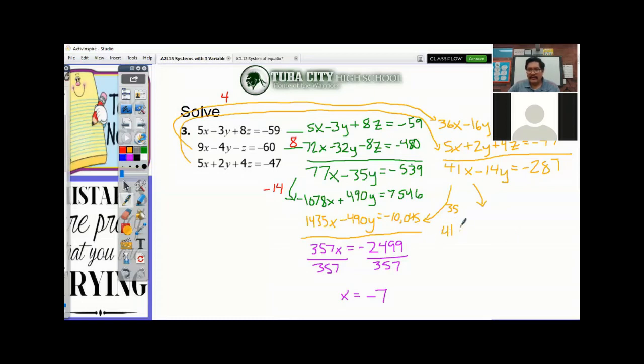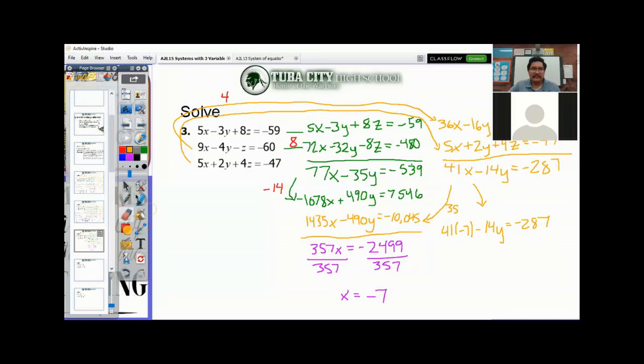41x minus 14y equals -287. Now I've got to multiply this by 7. 41 times 7 is going to be 287. So -287, and that's also supposed to be negative as well. And I'm going to go ahead and add 287 to both sides.